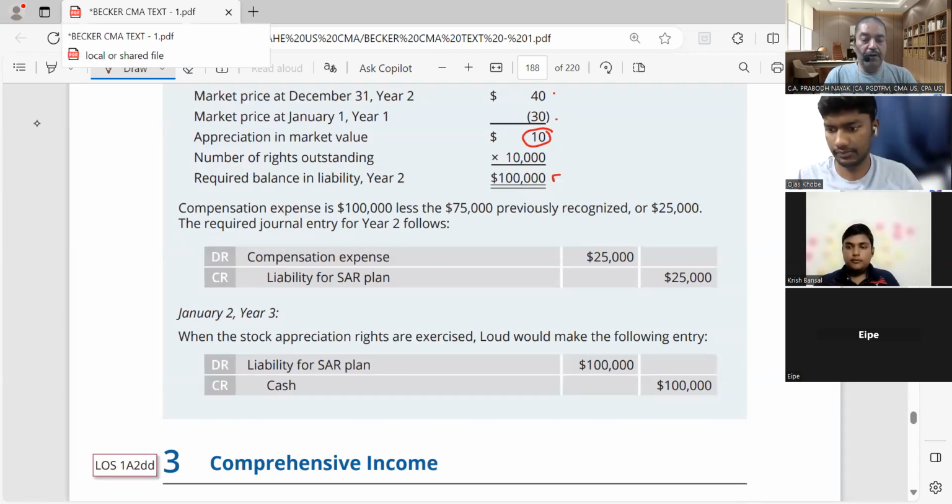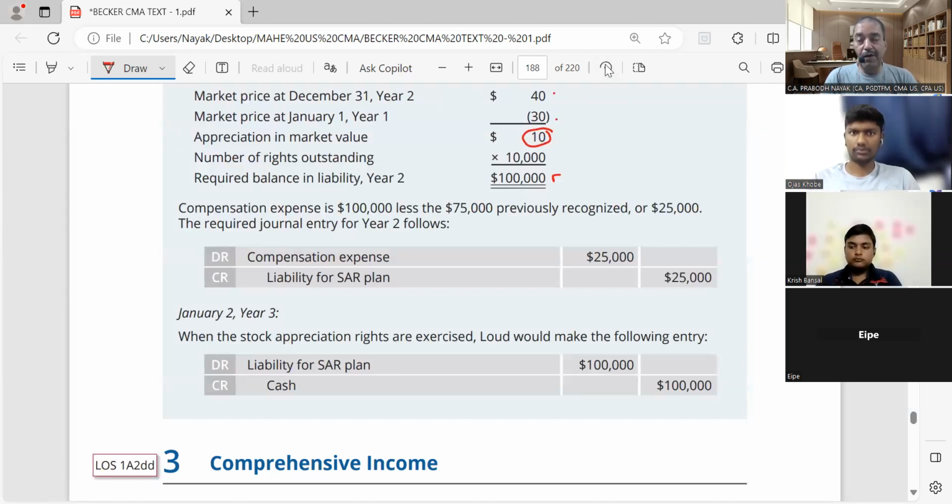Just go through the examples again. Sarka, you have to go through because these things are absolutely new for you, and the terms, the concepts, grant date, vesting date, exercise period, vesting period, all these things are important. Okay. See you tomorrow.